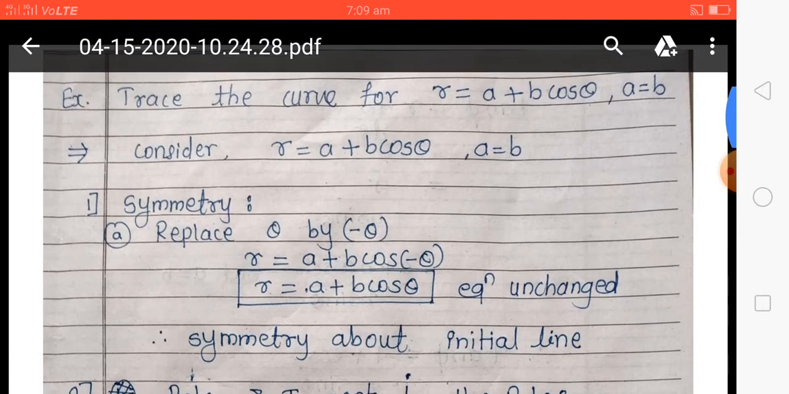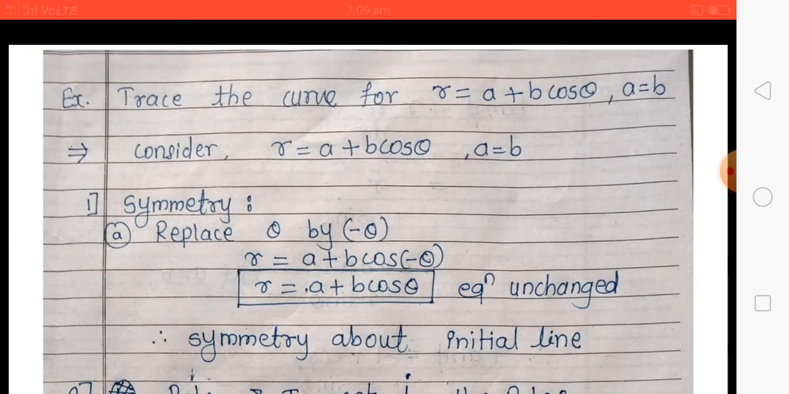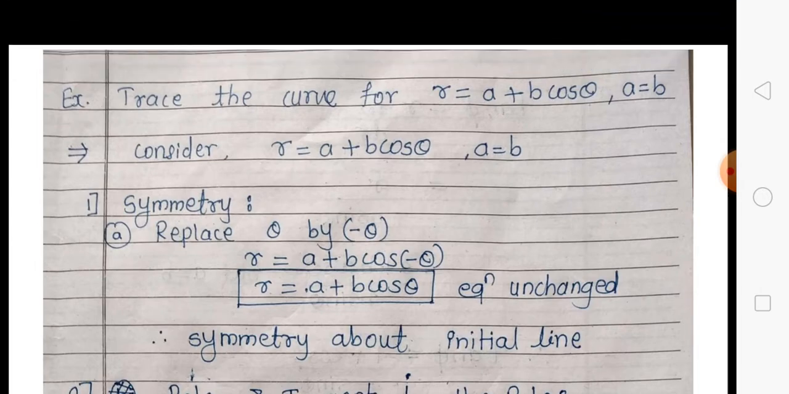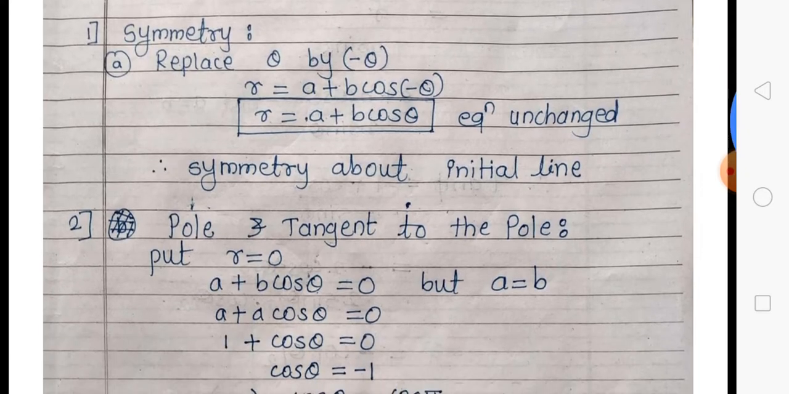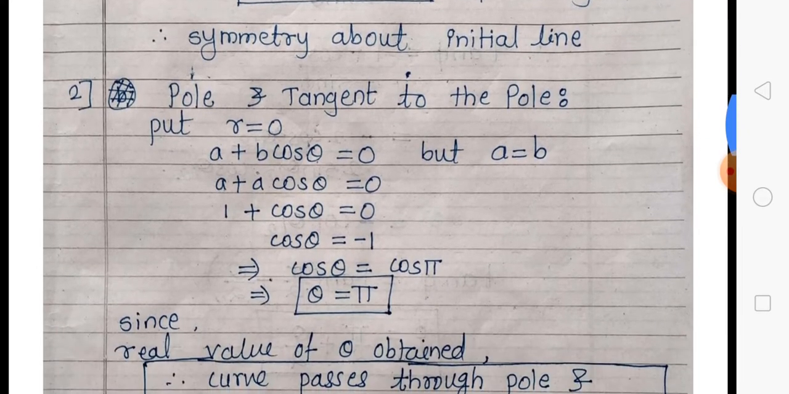Next, if we replace r by minus r, then the equation is changed. Therefore, there is no symmetry about the pole. Next, if we replace r by minus r and theta by minus theta, then again the equation is changed. Therefore, there is no symmetry about the line theta is equal to pi by 2. Therefore, only symmetric about the initial line.